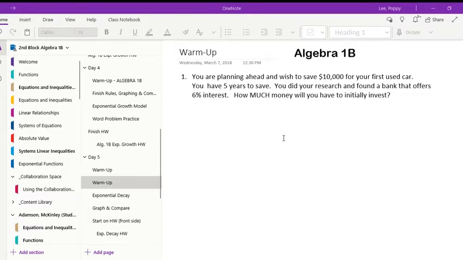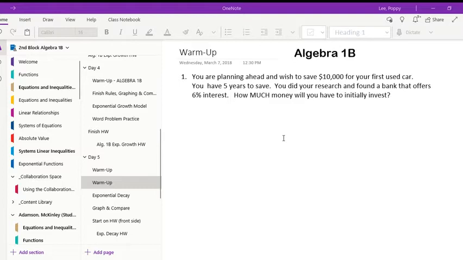So the first thing I want you to do is read the problem along with me, underline important information. I'll set it up. You're going to pause it, do the math, and then hit play when you're ready to check it. So let's say you are wanting to buy a car and you're like, okay, I've done my research. The car I want is $10,000. I've got 5 years to save because I know I'm not going to be ready for it.